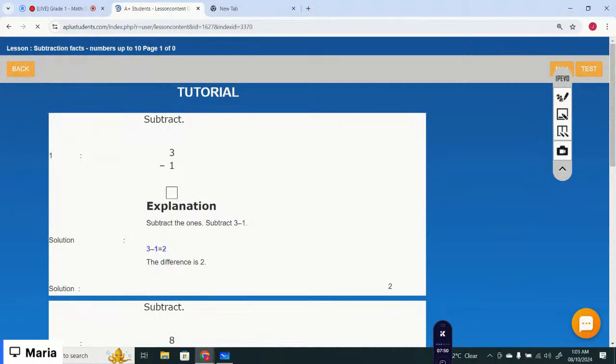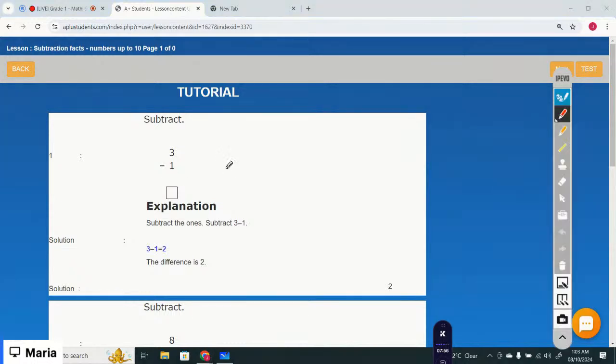Okay, the first one is subtract 3, take away 1. So we already know how to subtract. You can subtract by using so many ways. The first thing is start with 3 and count up till 1, right? So 3 and 2, then the next one is 1, right? So how many numbers do we have from 3 until 1? From 3 until 1 we have 2 numbers. So 3 take away 1 is 2, right? Okay, let's just start with the test questions.